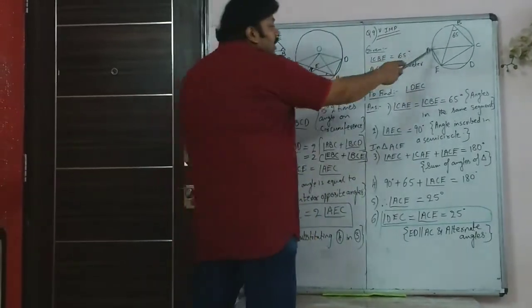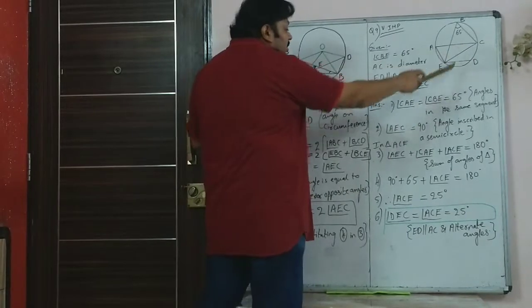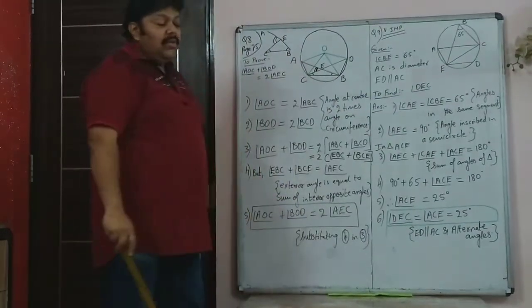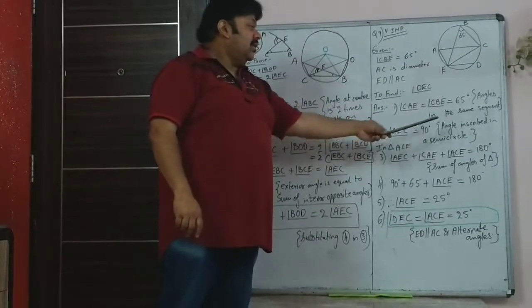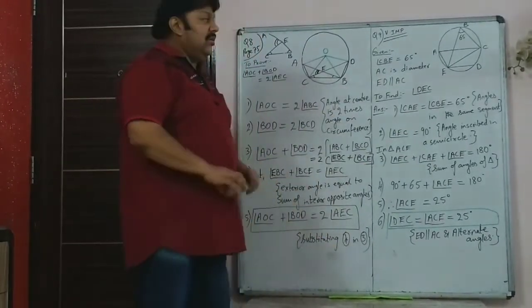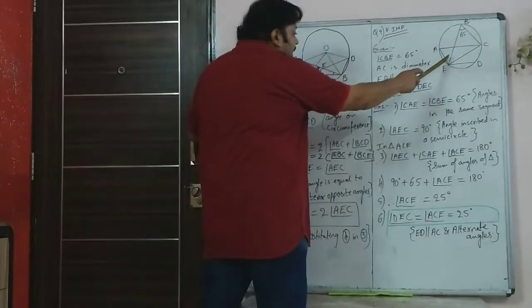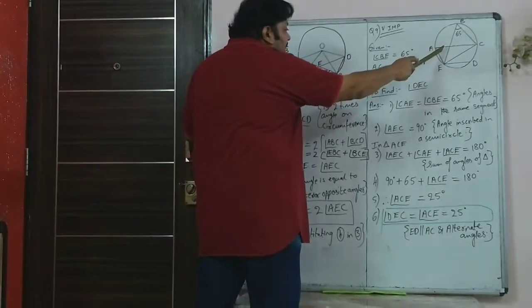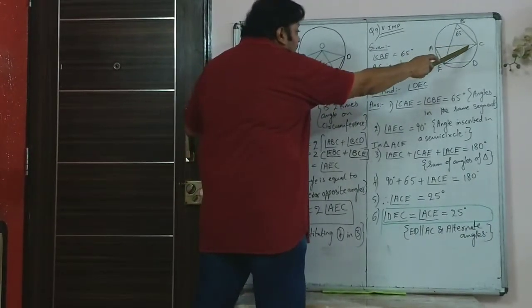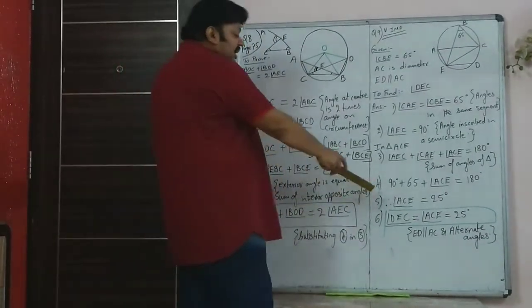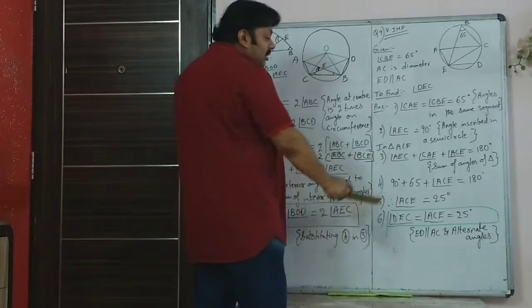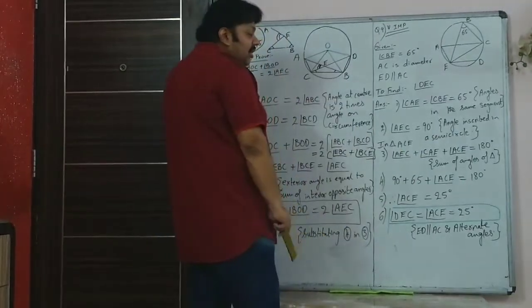You are given AC is the diameter, so AEC will be equal to 90 degrees. Since AC is diameter, AEC is 90, that is the angle inscribed in a semicircle. So 90 here, 65 this angle, so the third angle of that triangle will be 25 degrees. So ACE will be 25 degrees. This is by the sum of angles of a triangle.